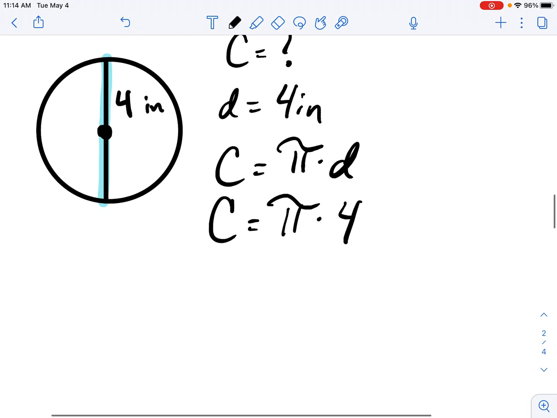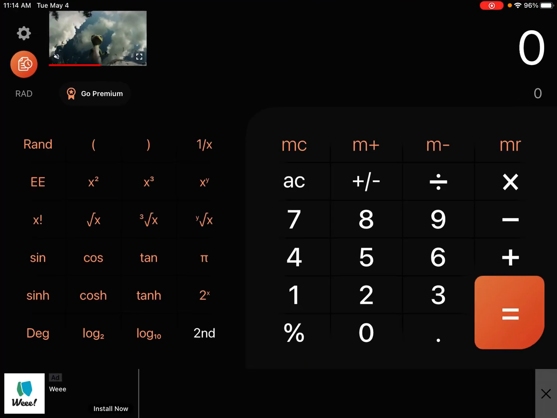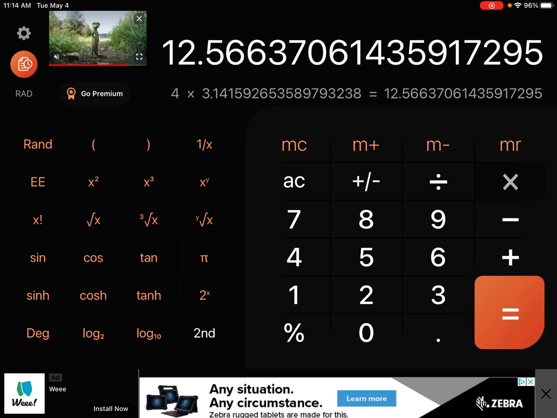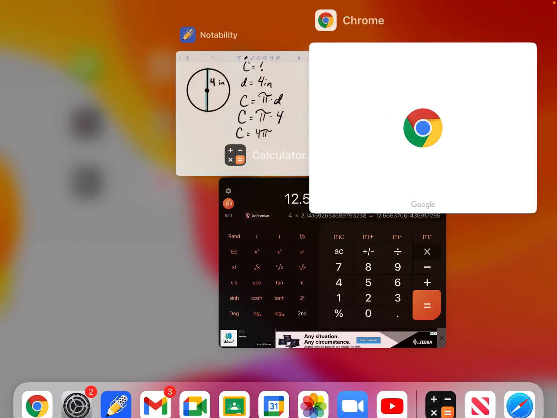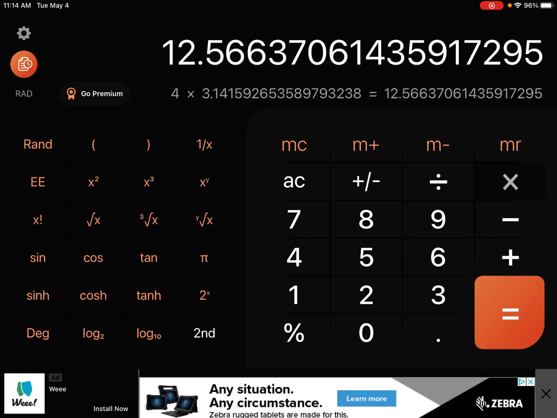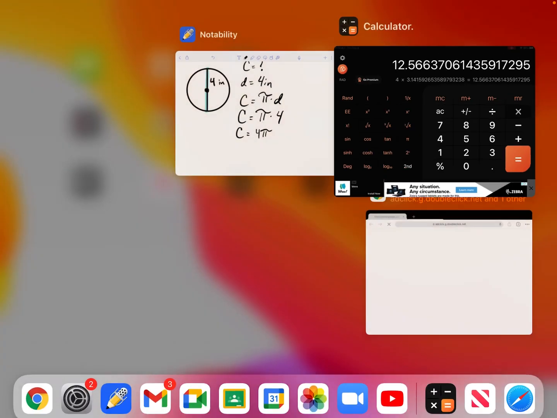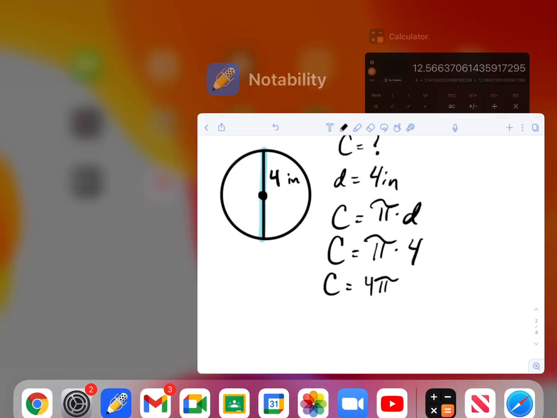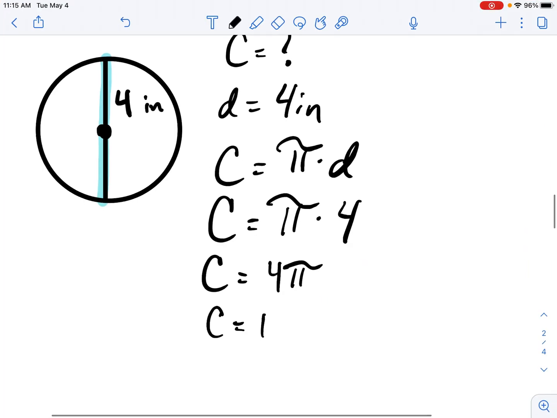Now, sometimes on multiple choice tests, you'll just write this as 4 pi. The answer is 4 pi. But if you use a calculator, you can do 4 times, press the pi button, and you get this big number. You can just take a couple decimal places. So 12.566, so that rounds to 12.57. All right. So circumference equals 12.57 inches.